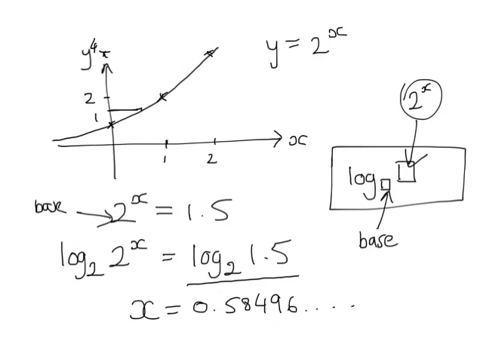So, I mean, this is about right. We know that 2 to the power 1 is 2, so we're expecting this value of x to be less than 1. Now, say I wanted to find the solution to the equation 2 to the power x equals 11. We know 2 to the power 3 is 8, and 2 to the power 4 is equal to 16. So we know it's going to be between 3 and 4.